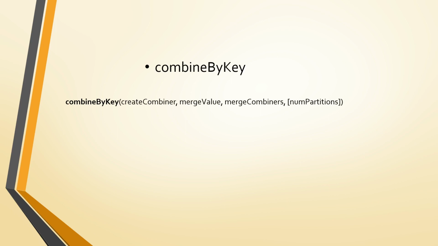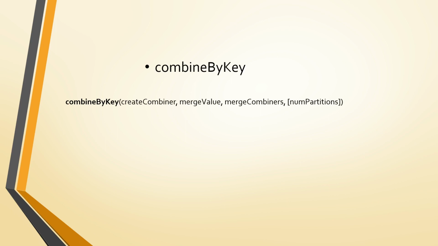And this CombineByKey takes 4 parameters. First one is create combiner. This is the combiner function for applying aggregations on the given key value pairs. This function is similar to the zero value in aggregate by key, which we have seen in the previous video.